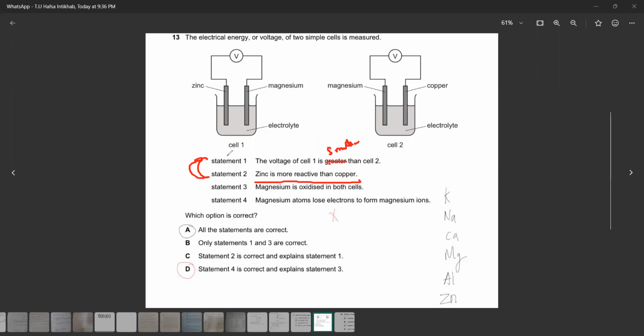If there is a greater difference in reactivity, then the voltage produced will be higher. So statement 1 is totally wrong. It's not a correct statement. So if a wrong statement is there, then how can it explain the correct results? Is it clear?